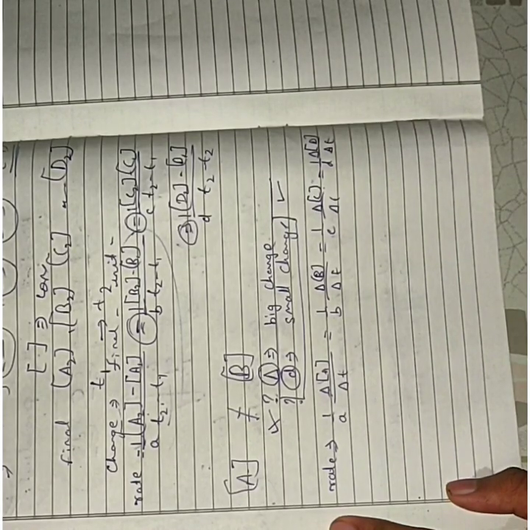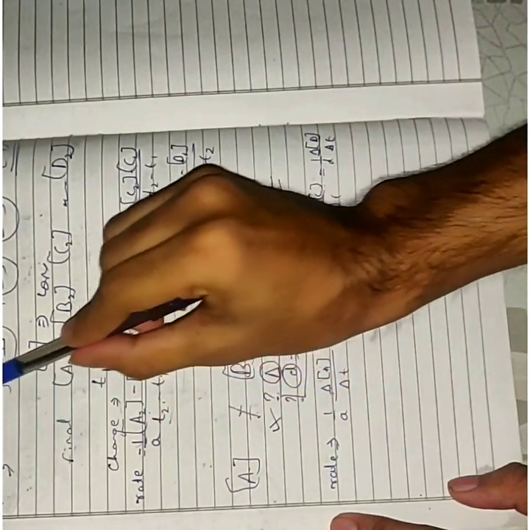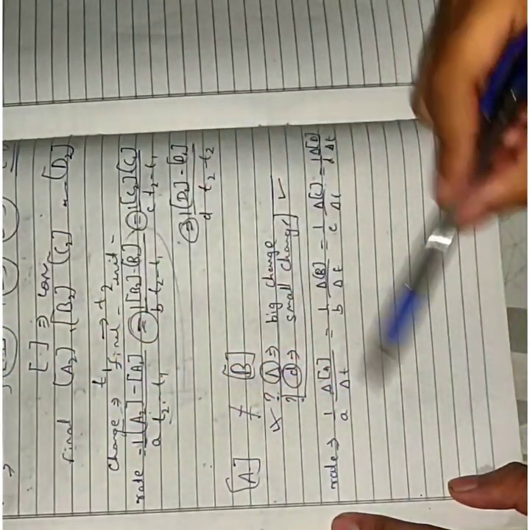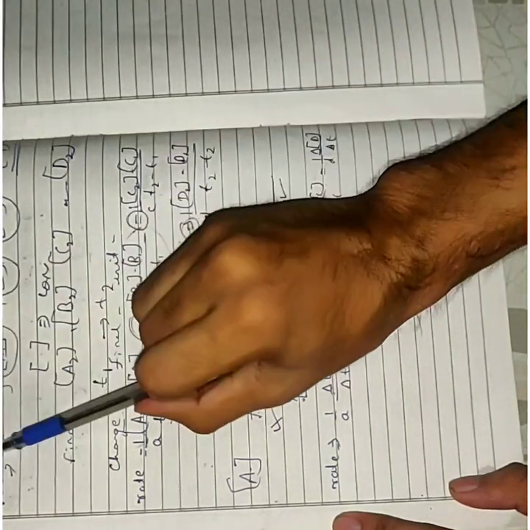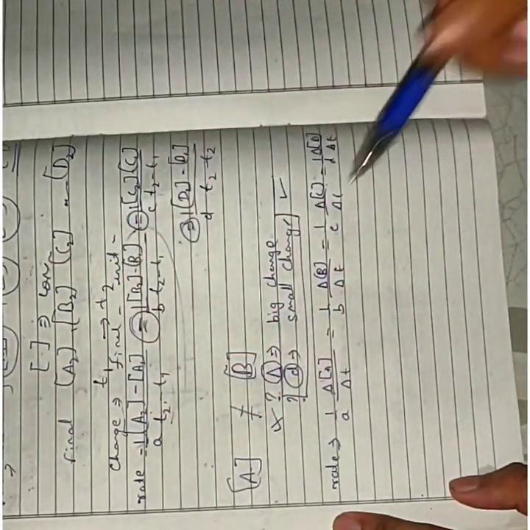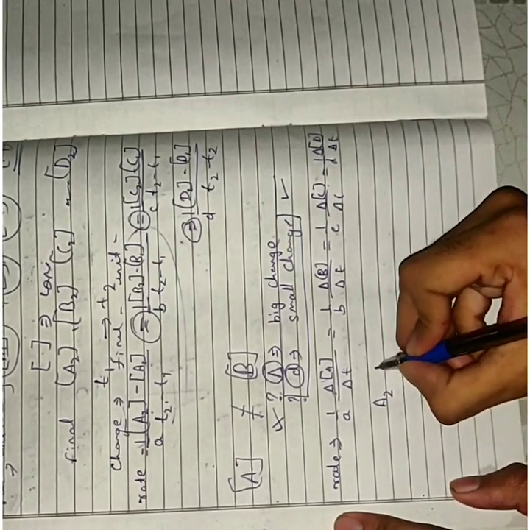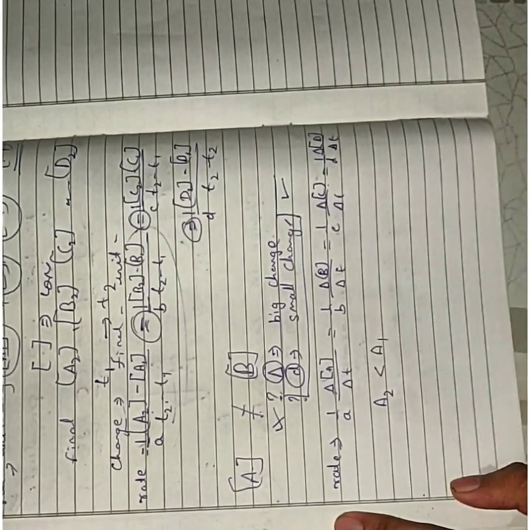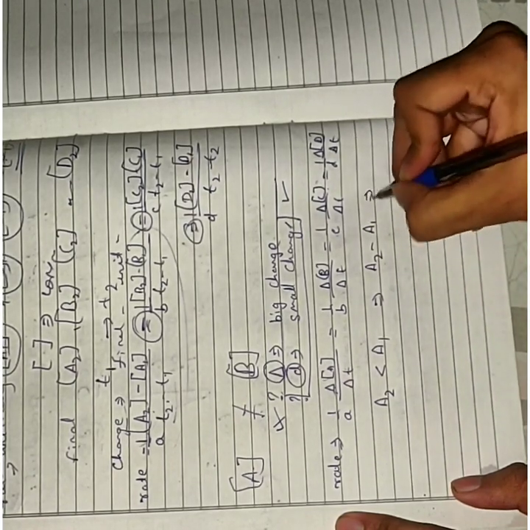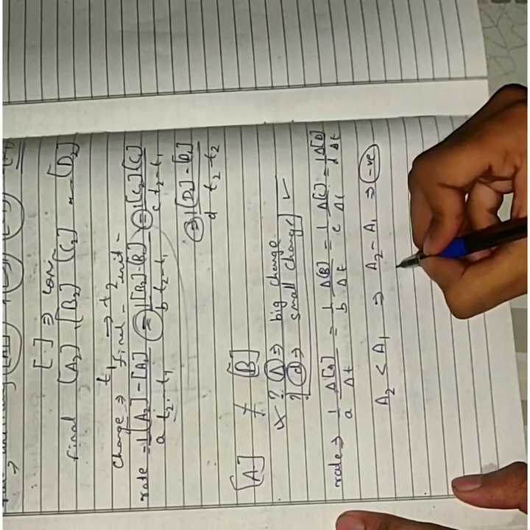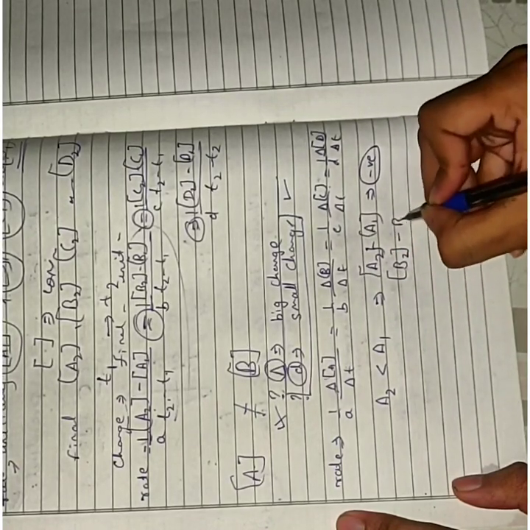Now if you see, there's something missing. You know that A and B are reacting, so as the reaction proceeds, the amount of A and B will decrease. So you see that A2 is smaller than A1, which means A2 minus A1 will be negative. Similarly, B2 minus B1 will be negative.